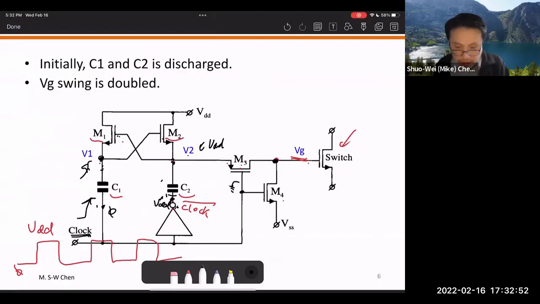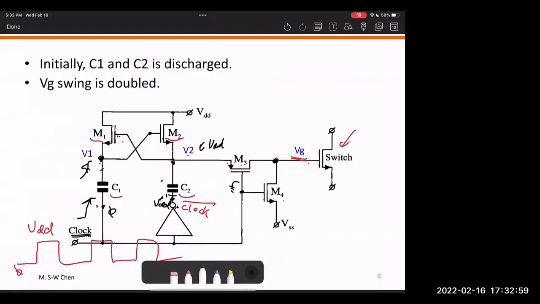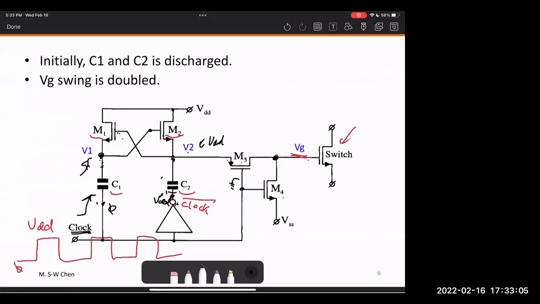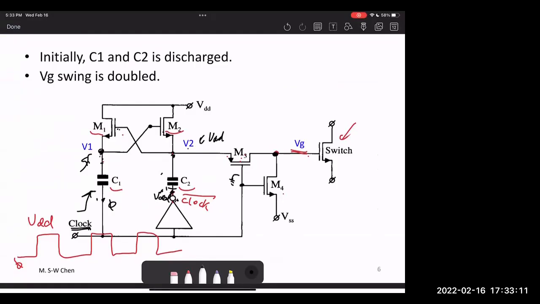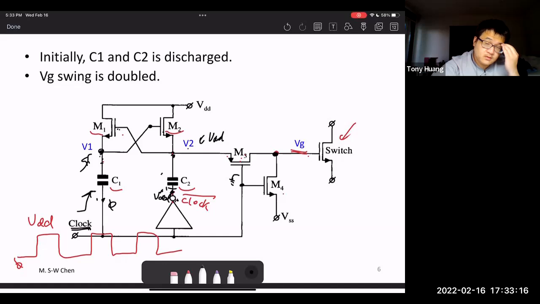V2 is on the source side of the M2 transistor, right? M2 is the MOS transistor, right? So it will be pushed up also by VDD, till VDD minus VTH, till the M2 closes. Because here right now it is 2 times, right? 2 times VDD minus VTH. It will be very high, right? Assuming VDD is much higher than the threshold voltage.